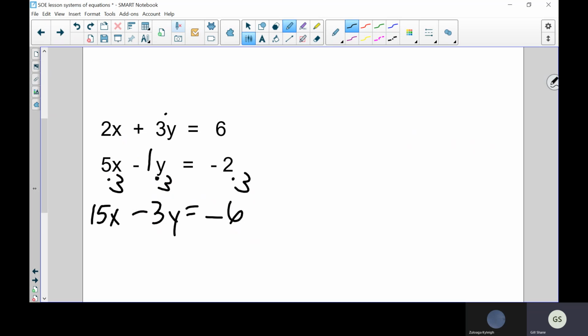Now, do I have the same number in front of one of the variables? Yeah, I got a 3 in front of the y, right? Do I have opposite signs? Yes. If I didn't, what would I need to do? I would need to just flip all the signs of one equation, just like we did a second ago.